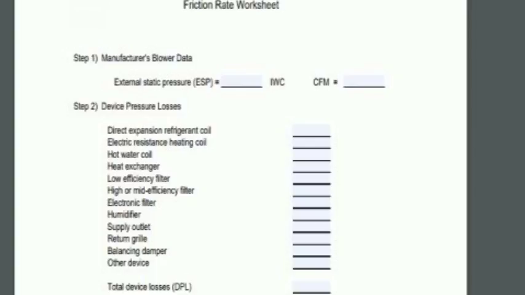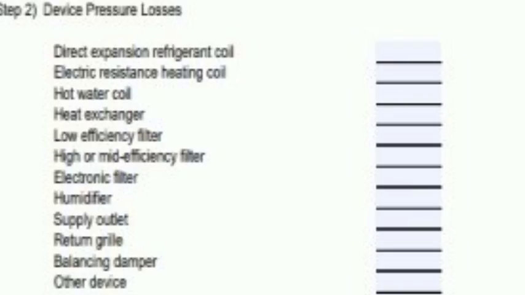So let's go down the list again. The second one is electric heat resistance coil, heat strips. Heat strips block the airflow. They're right in front of the blower most of the time, so they're going to put a little bit of resistance in that airstream and cause a pressure loss.